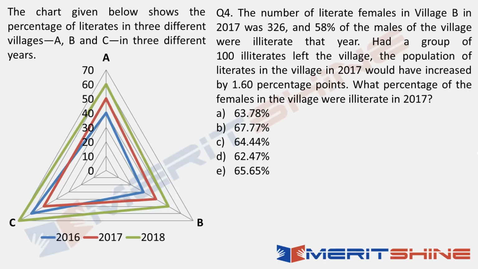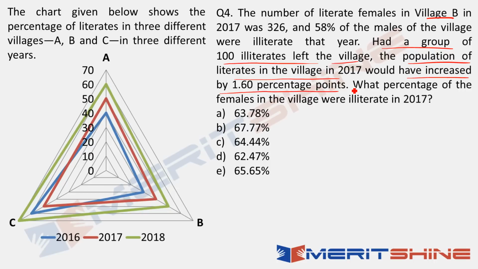Alright, let's discuss this. It's a little more complicated than the previous 3 questions, but not at all difficult again. What was the key statement here? This one. Had a group of 100 illiterates left the village. Which village I'm talking about here? Village B. The population of literates in the village in 17 would have increased by 1.60 percentage points.